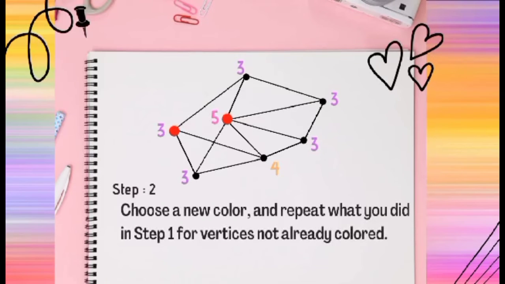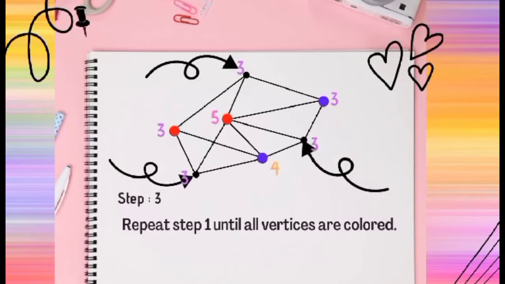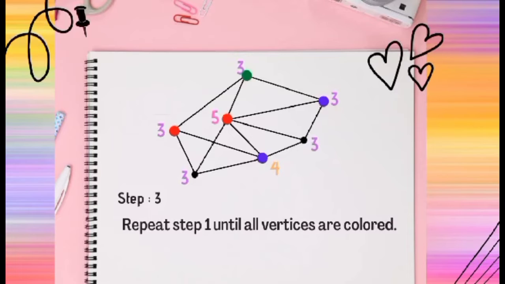Next step is step number 2. In this step, we're going to repeat what we did in step number 1, but we're going to use another color. I'm going to put blue color on this vertex. Like I said earlier, same colors can't be beside each other, so we skip one, and then they get the same color, blue too. Then we proceed to step number 3: repeat step 1 until our vertices are colored. We just repeat what we did earlier, coloring the vertices that don't have a color yet.